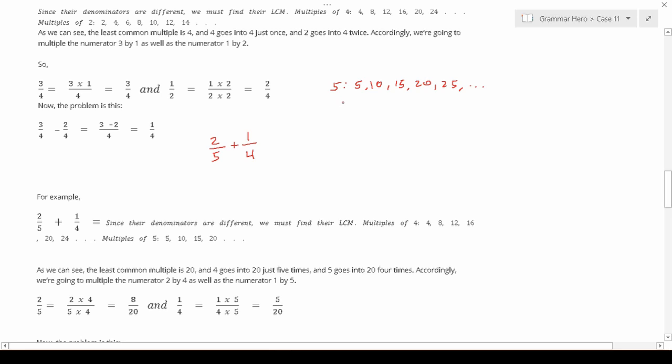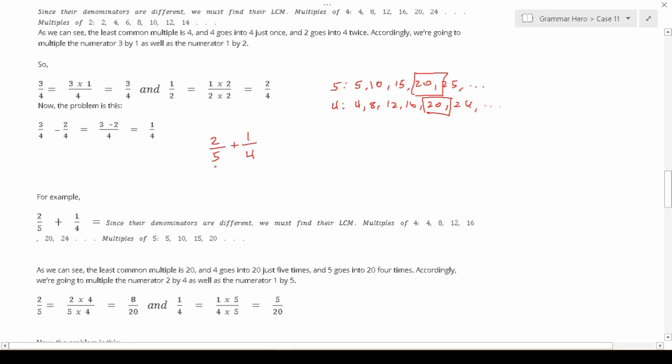Let's write out the multiples of 4. It's going to be 4, 8, 12, 16, 20, 24, and so on. Again, is there a common multiple between these two? There's 20 here and 20 here. So in other words, we're going to rewrite these fractions so they're both over 20, and then use our rules to do the simple addition of the fractions.